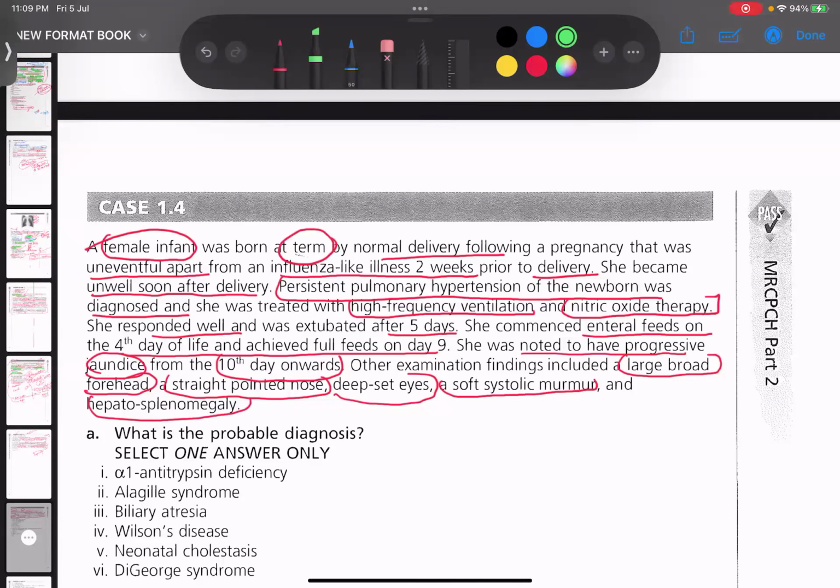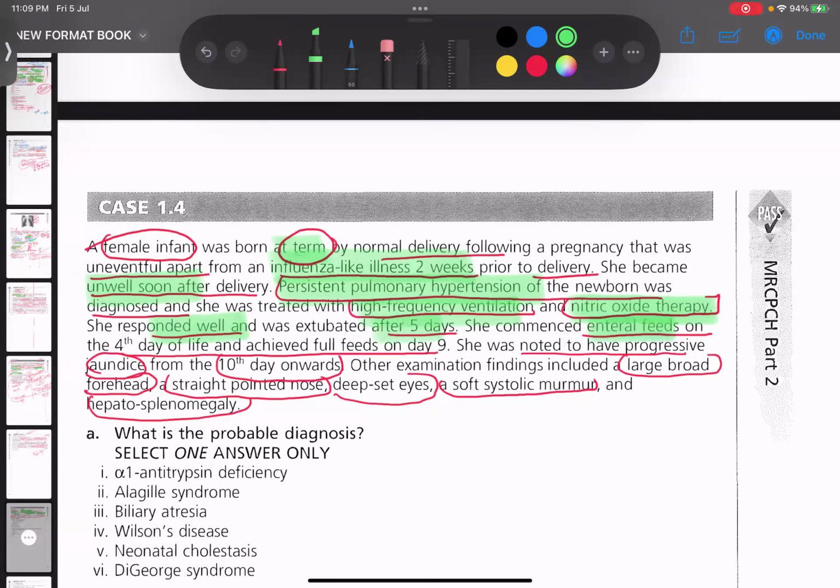It's a female infant. She was born at term. Even though the mother had a history of influenza-like illness 2 weeks before the delivery, the baby came out very much unwell, and she was diagnosed as a case of persistent pulmonary hypertension of the newborn. For that she was treated with nitric oxide and high frequency ventilation. Now she responded well, and after 5 days she was extubated.